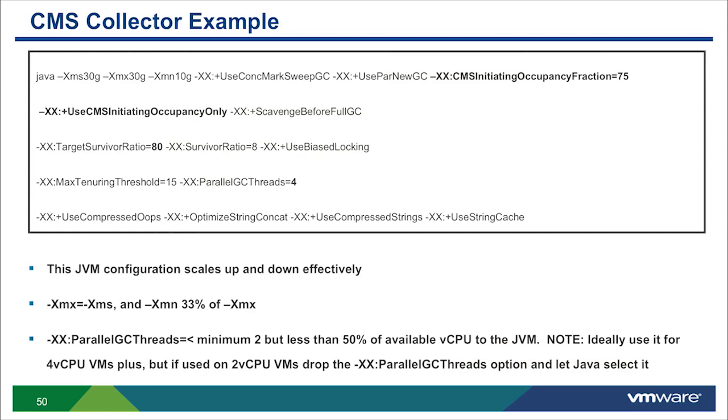Here, I'm showing a 30 gig heap. Basically, CMS occupancy fraction is 75%. Let me back up a little bit. I've got 30 gig initial max heap. Young generation is 30%, 10 gig. Use concurrent mark sweep in old generation. CMS only works in old generation. And then ParNew GC in young generation. And this works hand in hand with parallel GC threads, because those threads only apply to young generation when you're using the CMS and parallel GC type of combination.